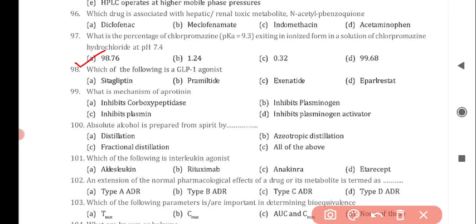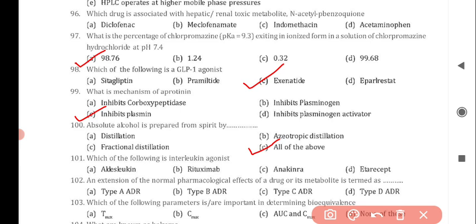Next question is, which of the following is a GLP-1 agonist? And the correct answer is option C, exenatide. Next question is, what is the mechanism of aprotinin? And the correct answer is option C, inhibits plasmin. Next question is, absolute alcohol is prepared from spirit by? And the correct answer is option D, all of the above, which includes distillation, azeotropic, and fractional distillation.